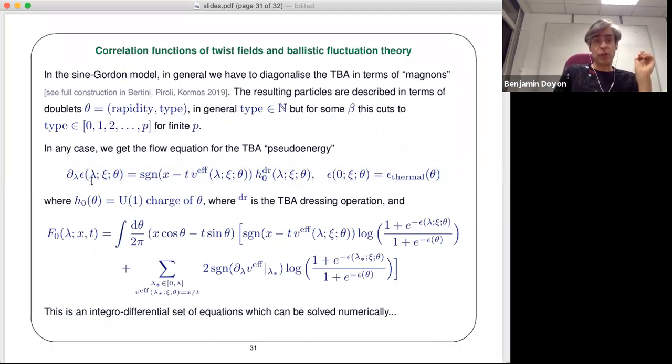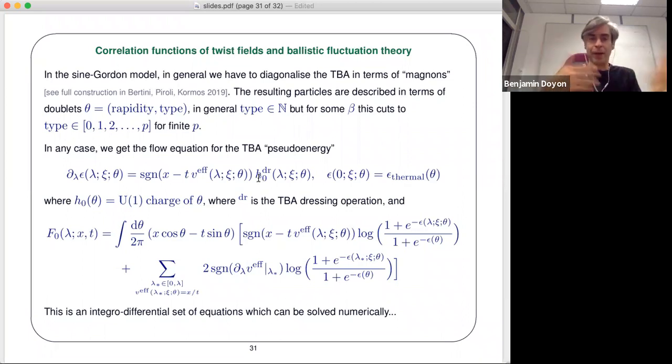And the differential equation tells you that you should take the sine of x minus t v^eff. This is the effective velocity that is evaluated on that state, which depends on this pseudo-energy. That's why it has all these dependences. And you multiply by the dressed function that evaluates the U(1) charge of the particle theta. What's the U(1) charge? Well, depending on which magnon you're looking at. So there's some U(1) charge, some formula for that.